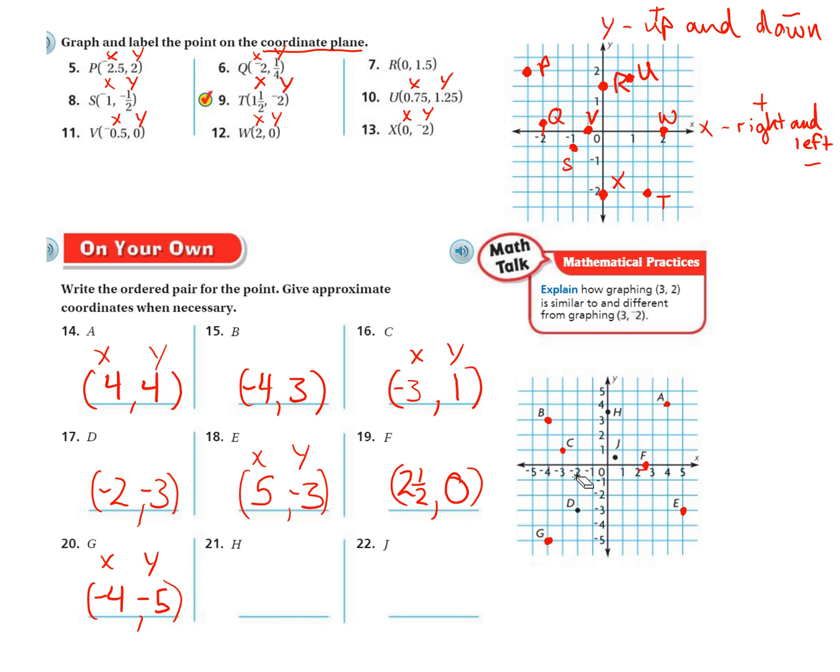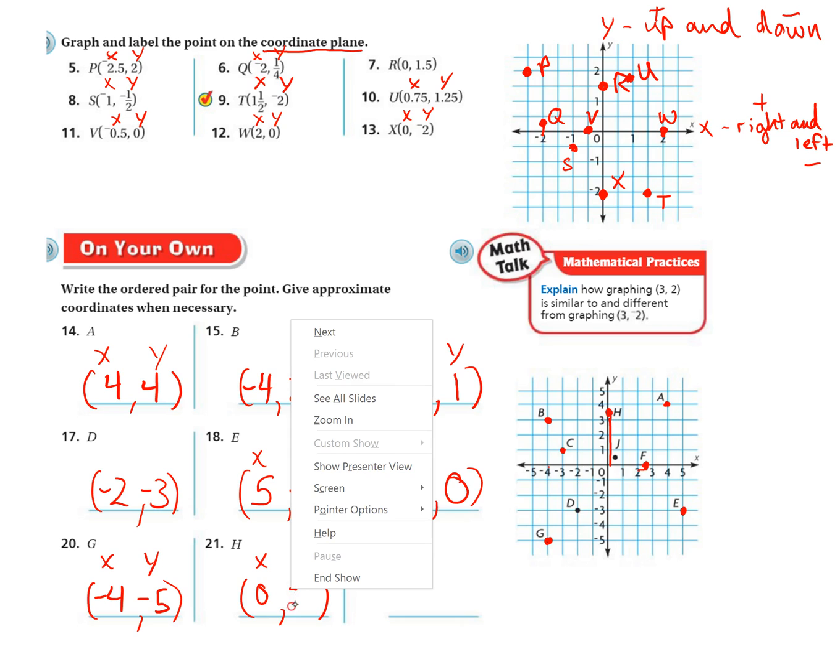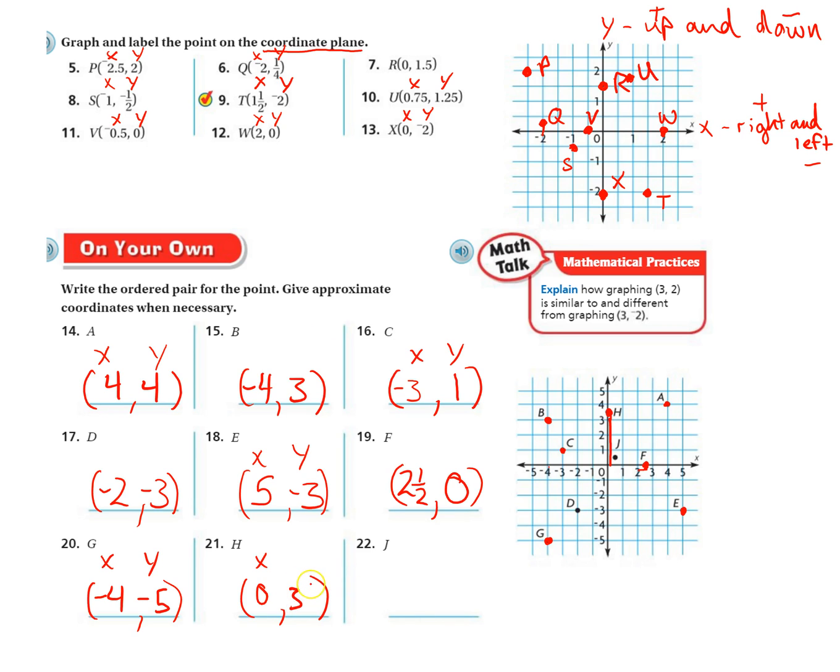Okay, point H. To get to point H, start back at the origin. I don't need to move right or left to get to H because it's straight above me. So if I don't move right or left, that means 0 on the X. And then I have to move up. Looks like it's right in between the 3 and the 4, so that would be up is positive. Since it's right in between, it's going to be 3.5.